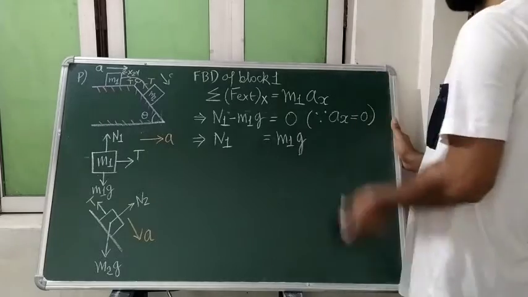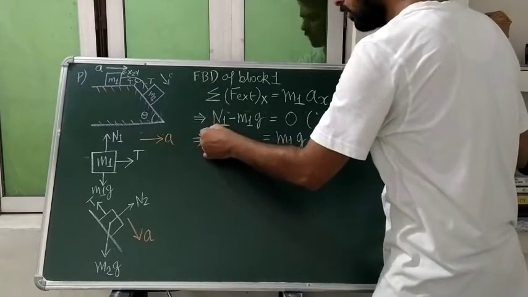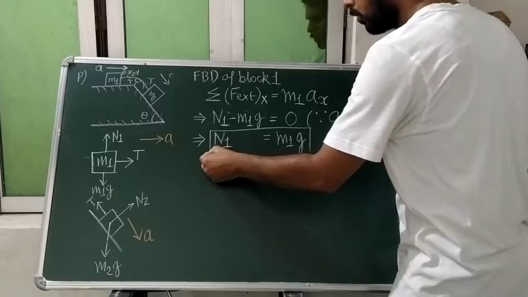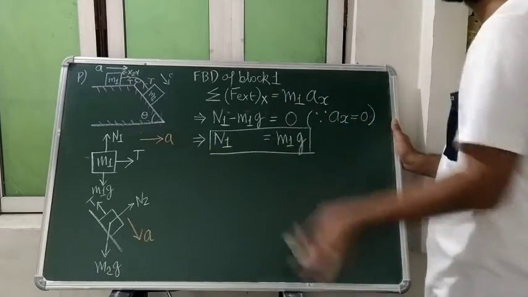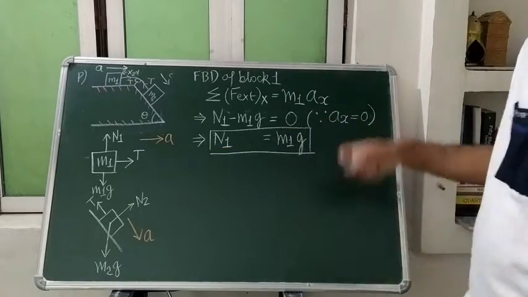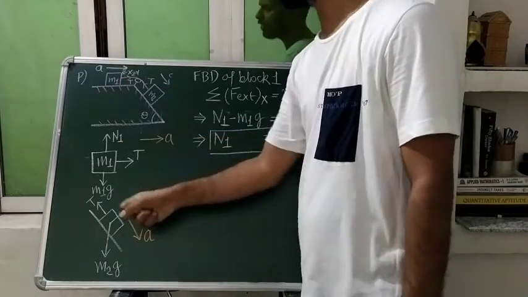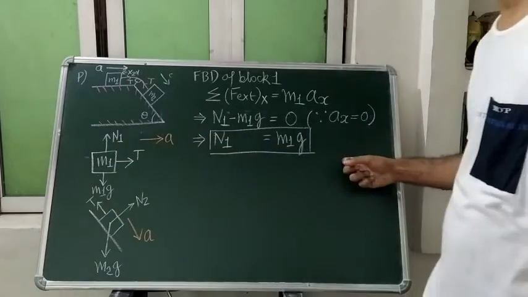Next, students, what can we say? Suppose n1 equals m1g. No acceleration is present, so they get balanced out. Many will say that n1 gets balanced by this, and this is the reason behind that.